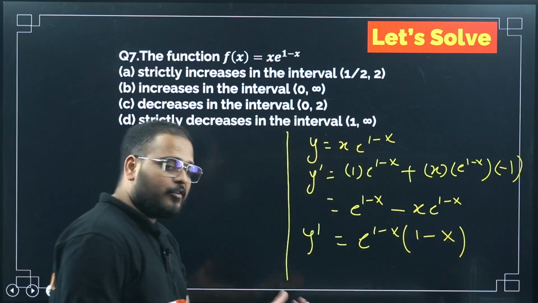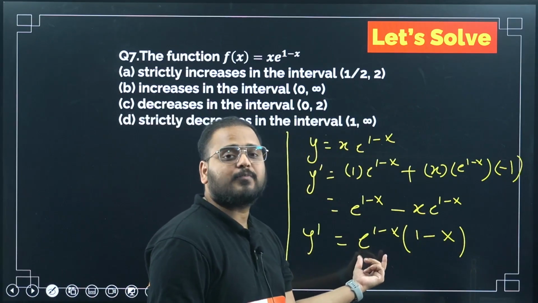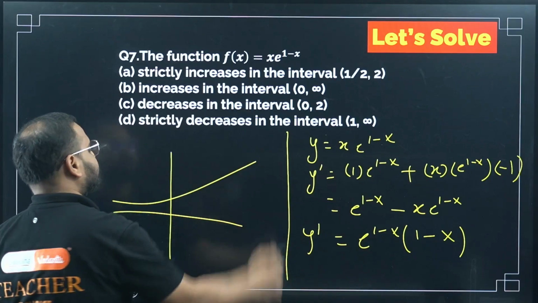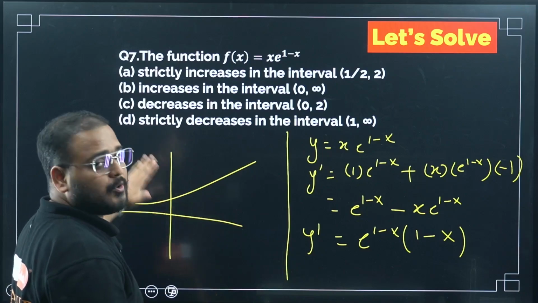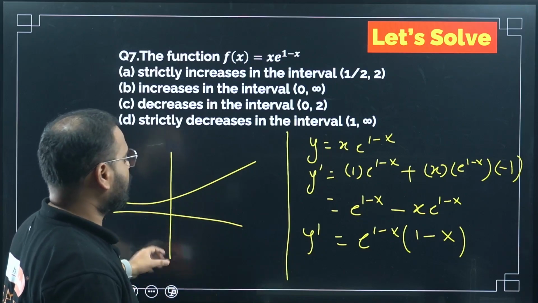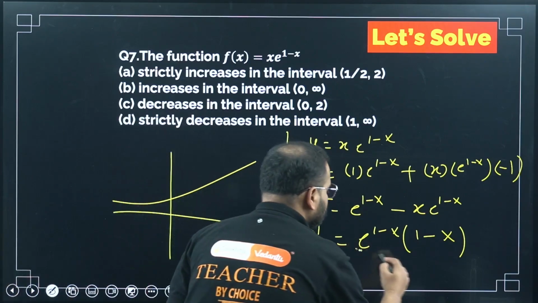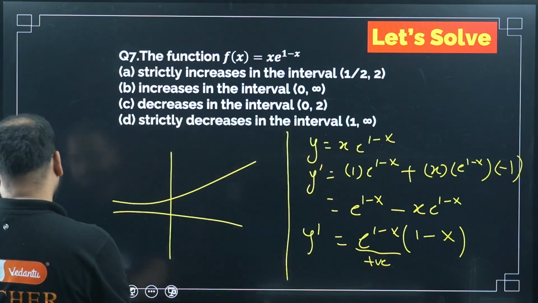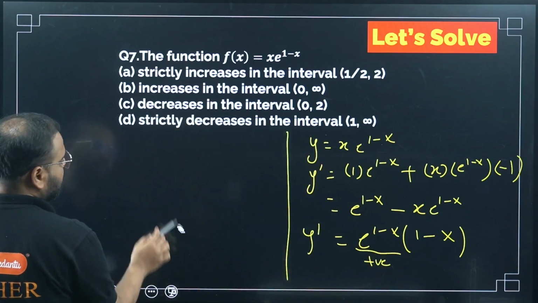Okay. Now we know this function is always positive. Any exponential function, the graph looks like this, right? Is it coming below the x axis? No. Means this part over here that you're seeing is always positive. Okay. Why I'm saying this, you'll understand now.